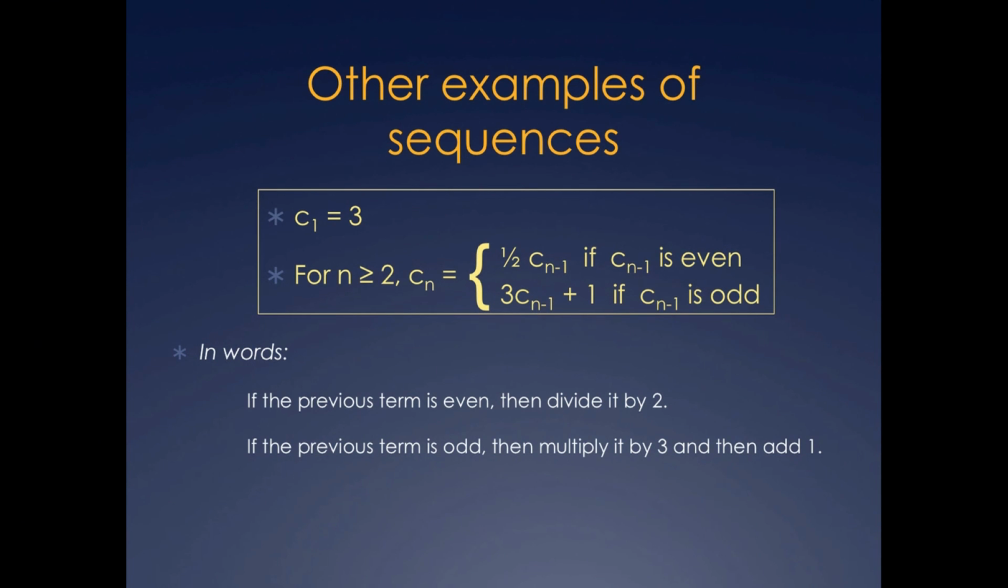If the previous term is even, then you're supposed to multiply it by 1/2, that is to say, divide by 2. And if the previous term is odd, then don't divide by 2. Instead, multiply by 3 and add 1. Well, that's what I've just said, as you see down below. If the previous term is even, then divide it by 2. If the previous term is odd, multiply it by 3 and then add 1.